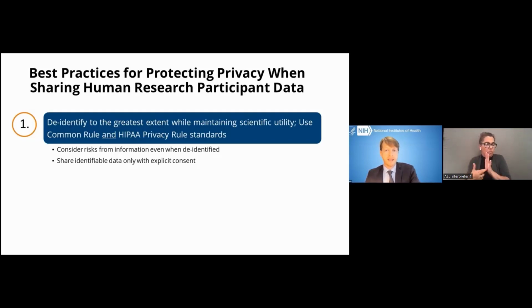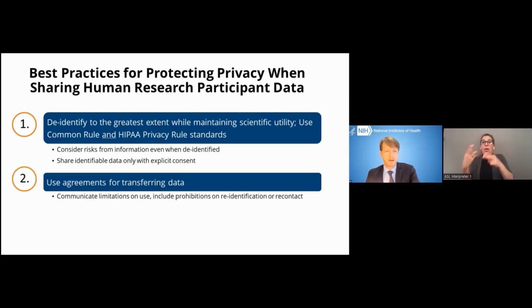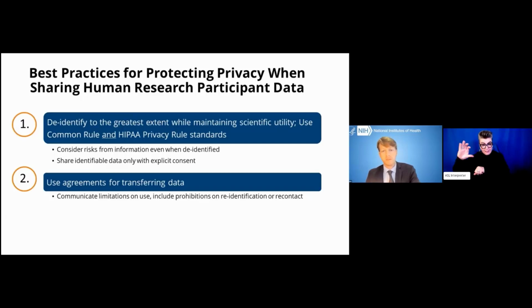As another best practice, NIH recommends using agreements for sharing scientific data. These agreements help make clear the appropriate uses for downstream users, especially in cases where access is controlled. We've provided a few elements that we think are important to include in such agreements, including communicating that the institution sharing the data considered the risks associated with doing so, generally prohibiting any attempt to re-identify or recontact participants or their family members, and communicating any limitations on subsequent use.